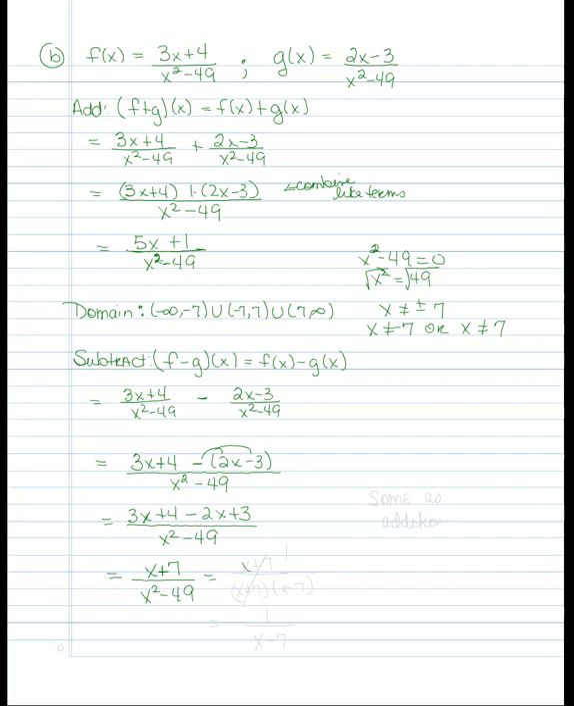Let's factor the denominator. That's the difference of two squares: x plus 7 times x minus 7. The x plus 7's divide out. Now our solution is just what remains in the denominator, x minus 7, because we crossed out the x plus 7 in the numerator. So the numerator is 1. So our solution is 1 over x minus 7.